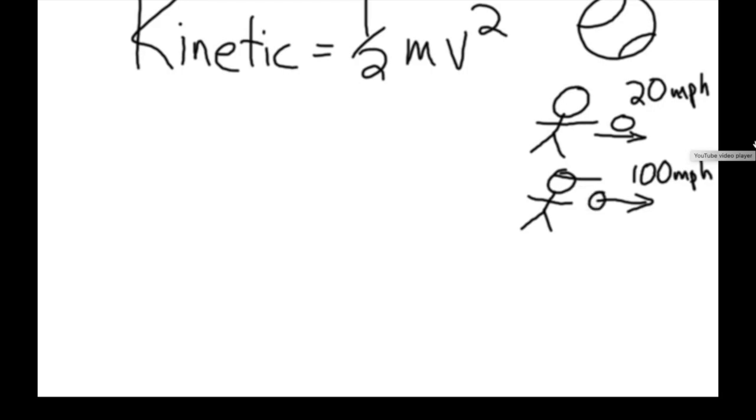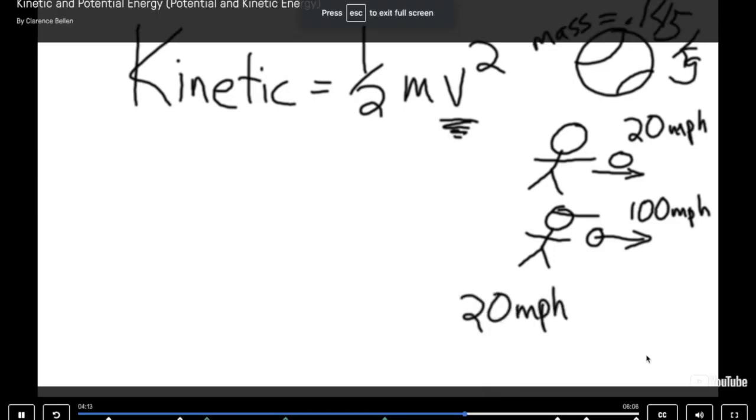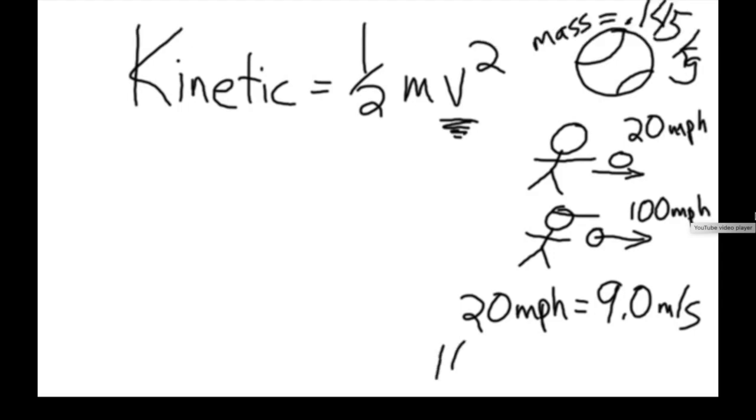First of all, we have to figure out the mass of the baseball. Mass of a baseball is 0.145 kilograms. And since we're doing kinetic energy, the only other value that we need is the speed. That's roughly 9.0 meters per second. Remember, on all these, we always have to convert it to meters or meters per second, if it's a velocity. A 100-mile-an-hour pitch, then, is roughly 45 meters per second.